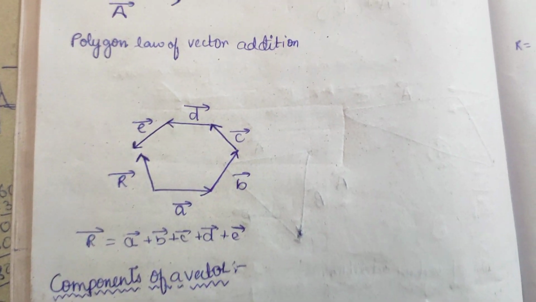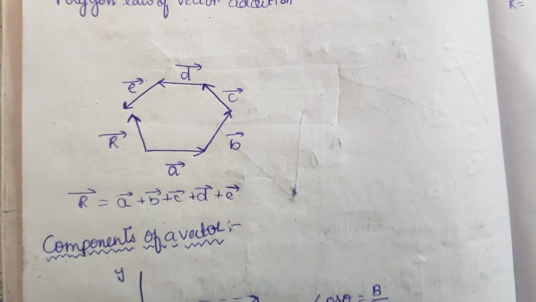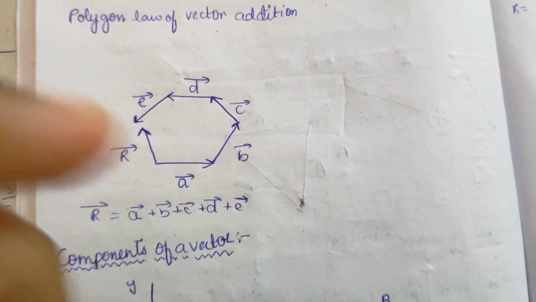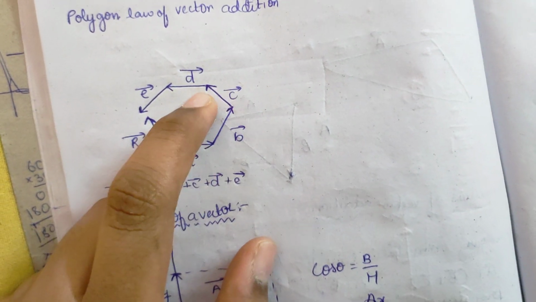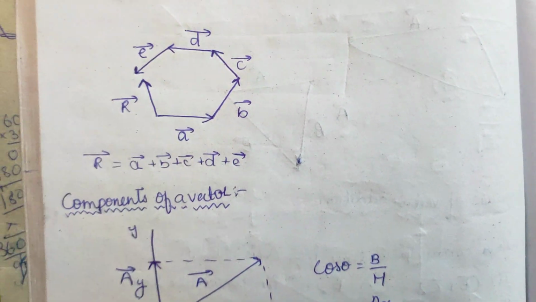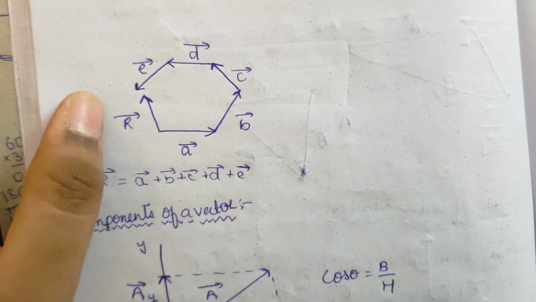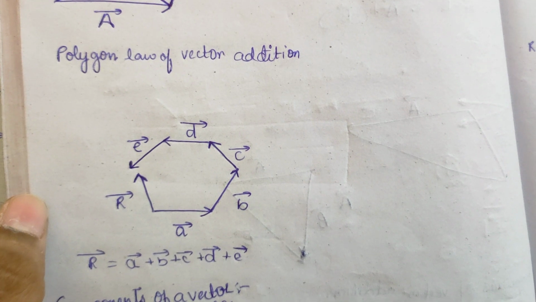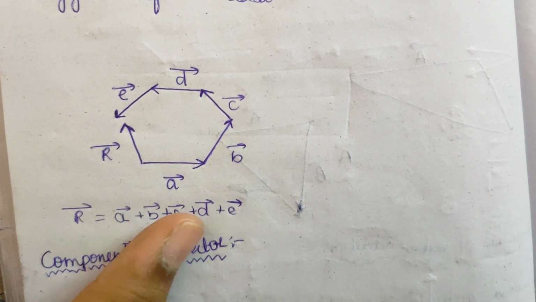Now let us move on to the polygonal law of vector addition. Here you can see a, b, c, d and e are the vectors, where r is the resultant. So the resultant vector can be found like a plus b plus c plus d plus e.